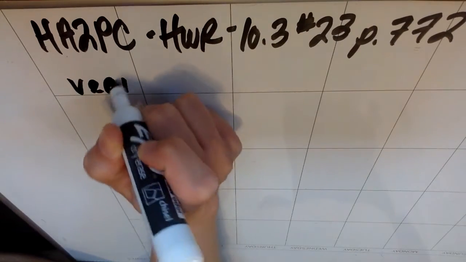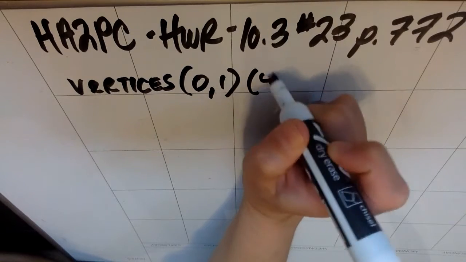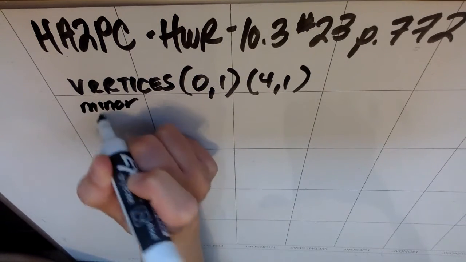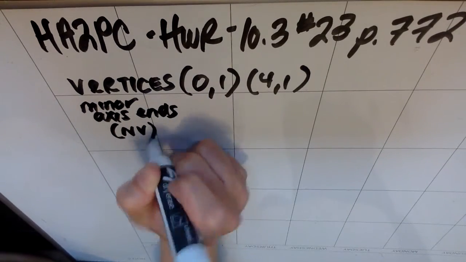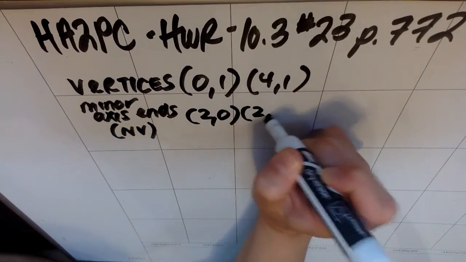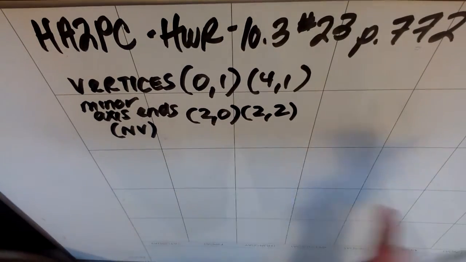We're given that it has vertices at (0, 1) and (4, 1). And we're given that the minor axis has ends, which we usually call not vertices when we're trying to abbreviate them, (2, 0) and (2, 2). Again, that "not vertices" thing is a Hoganism, but that's what they are, the ends of the minor axis.